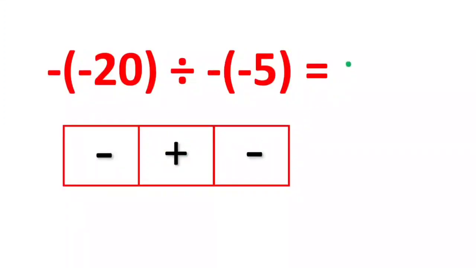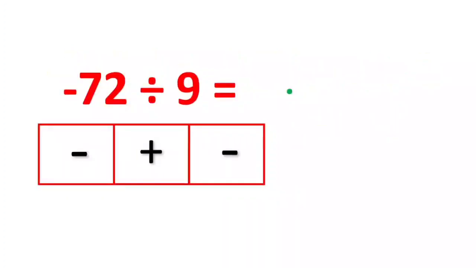So we write here positive 20, or we can write simply 20 also. Then the division. So here are also 2 negatives, remaining sign is positive. So simply we can write 5 also. So this is very simple. 20 divided by 5, we get answer 4.